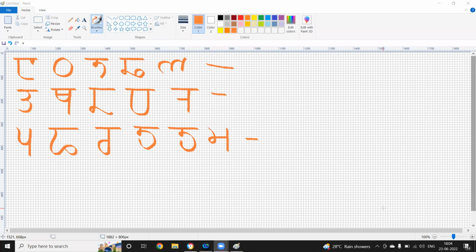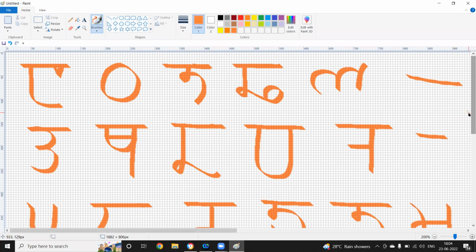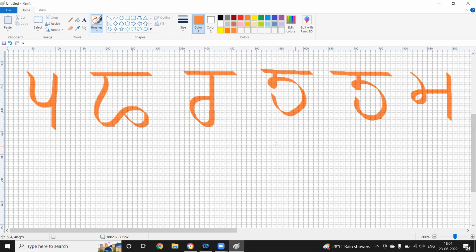Nidhi ji, when you write bh and turn it around, how does the loop go? Sometimes it looks almost like a slanted oval, or sometimes it looks kind of round. How exactly should it be? Yes, I got your question. So let me do it again.